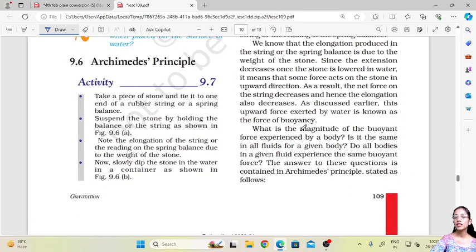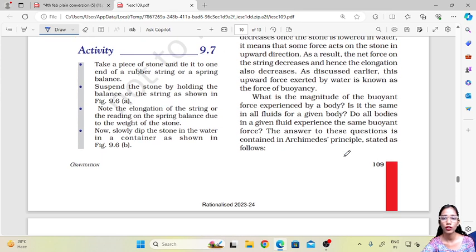Now, does this mean that every object which is immersed inside the water experiences buoyancy? What is the magnitude of the buoyant force experienced by a body? Is it the same in all the fluids for a given body? Do all the bodies in a given fluid experience the same buoyant force? We know that objects immersed in water experience a buoyant force. Our next question is, do all the objects experience the same buoyant force, and is it the same for all the fluids?